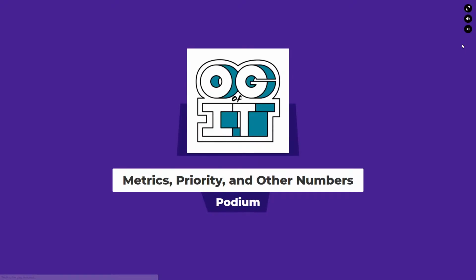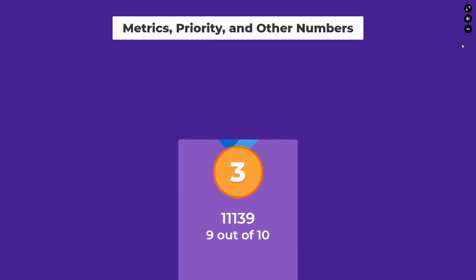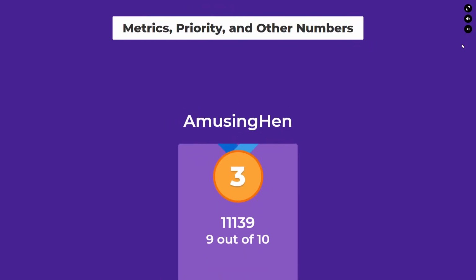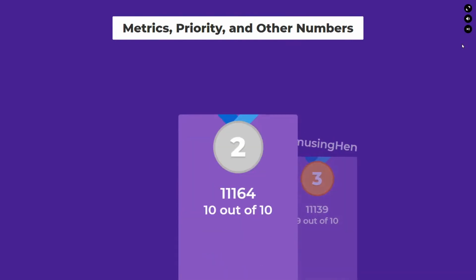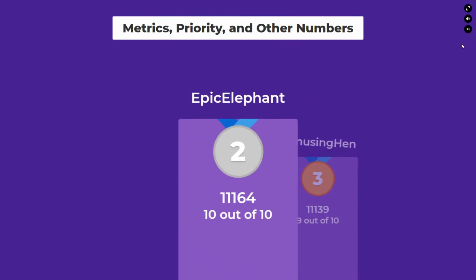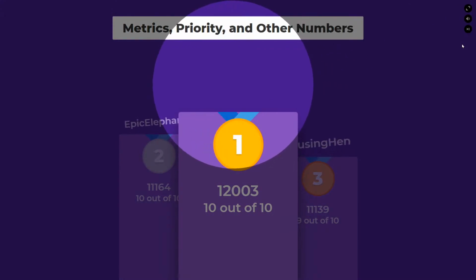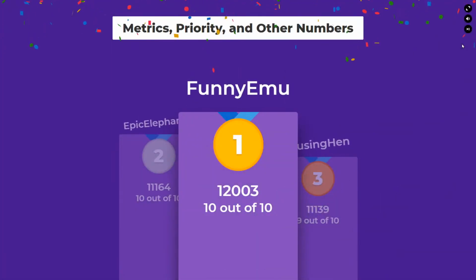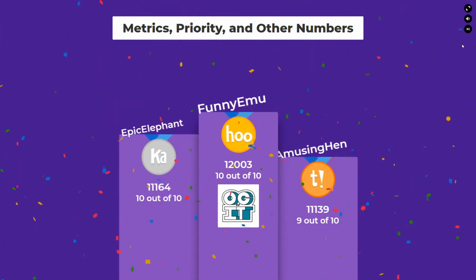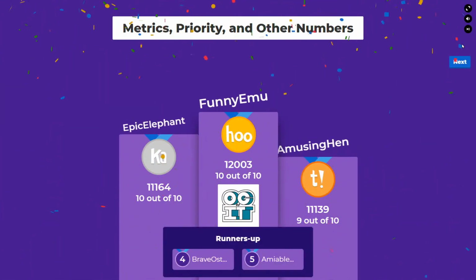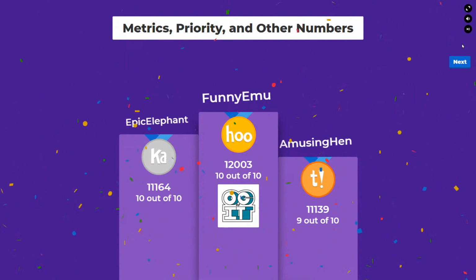I'm interested in seeing the winner's table here. All right, third runner-up, Amusing Hen. Congratulations. Thank you for participating, everybody. Epic Elephant. And the winner with 12,003 points, getting 10 out of 10 questions correct, Funny Emu crushes it. Wow, that's fantastic. And we have a few runners-up as well.